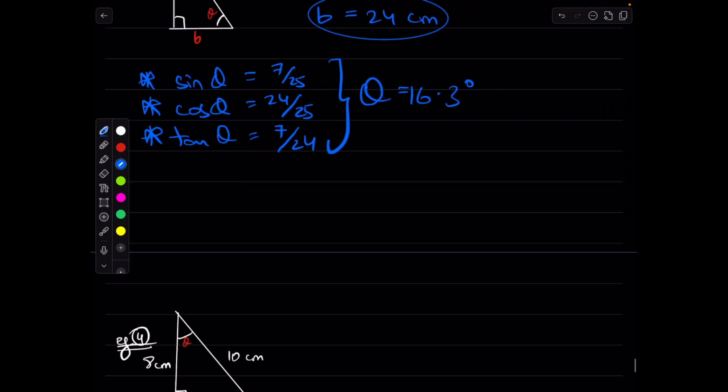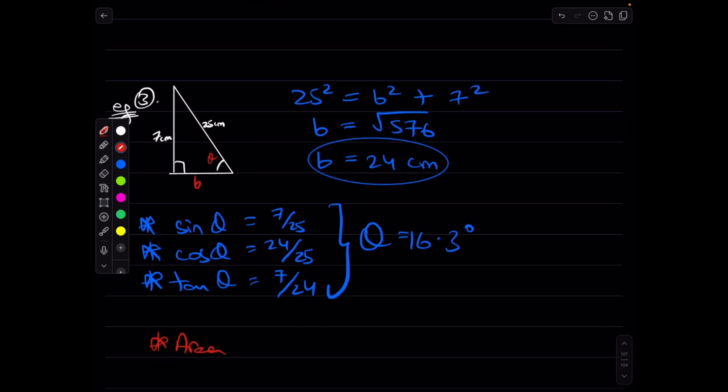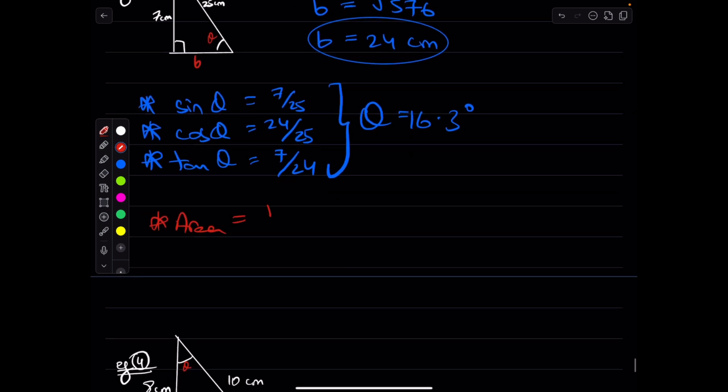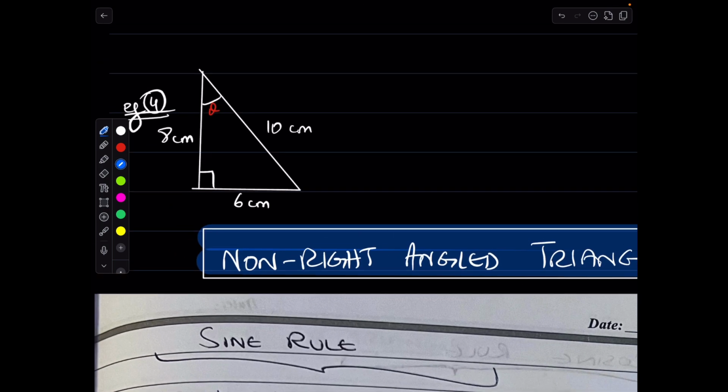Then finding the area. Half into 7 into 24. So half into 24 into 7. So 12 into 7 is 84 centimeter square. That is the area. Then we have our fourth example.